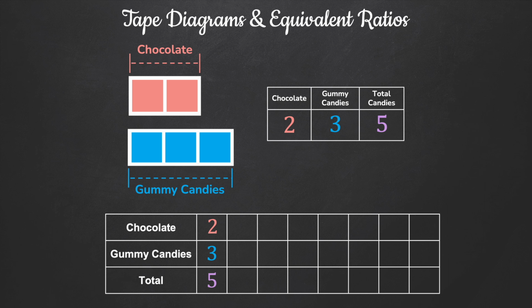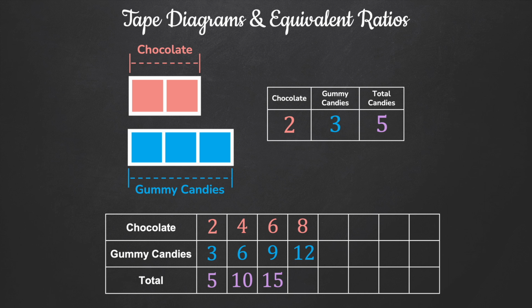So if we add 2 more chocolates, we get 4 chocolates. If we add 3 more gummy candies, we get 6. And now in total, we have 10 candies. And again, we're going to maintain that ratio. So we're going to add 2 more chocolates and get 6, 3 more gummy candies and get 9. And then that means that now we have a total of 15.